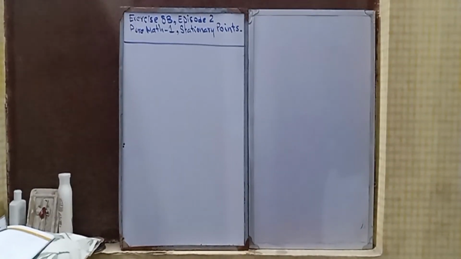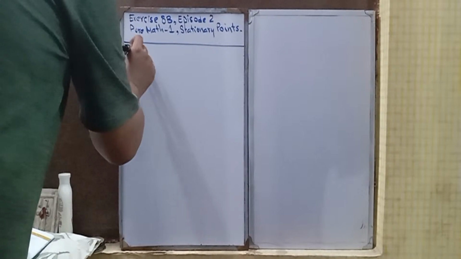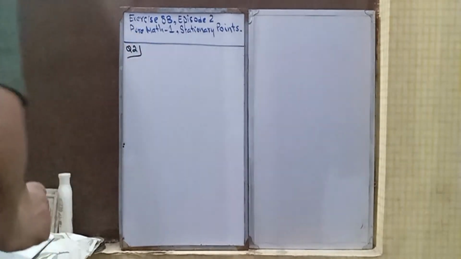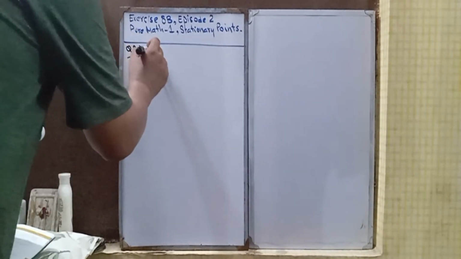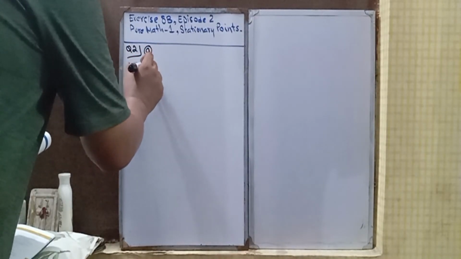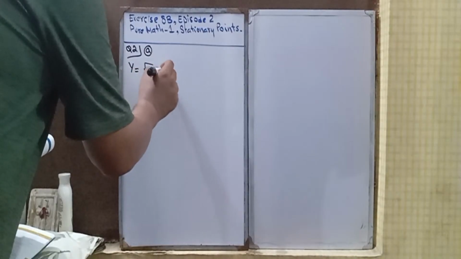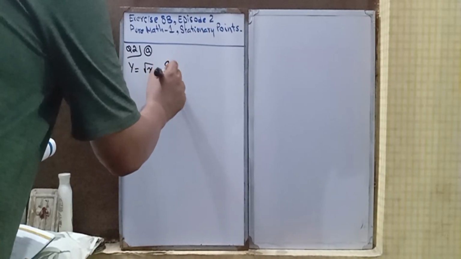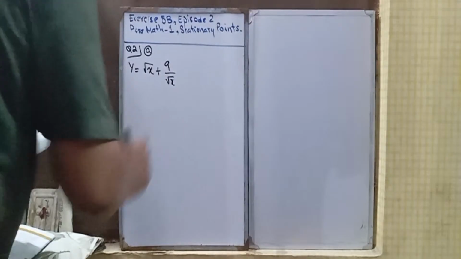Question number 2 and its first part we will do here. The question number 2 is showing up on your screen. It says part A. Here y is equal to under root x plus 9 by under root x. This is the question.